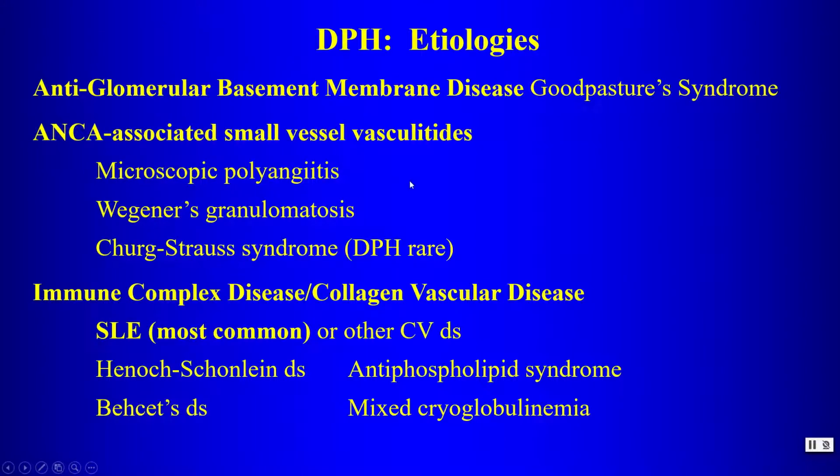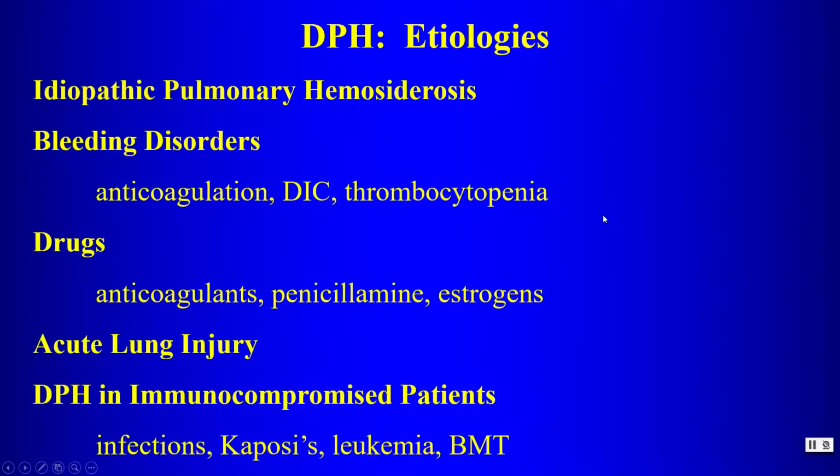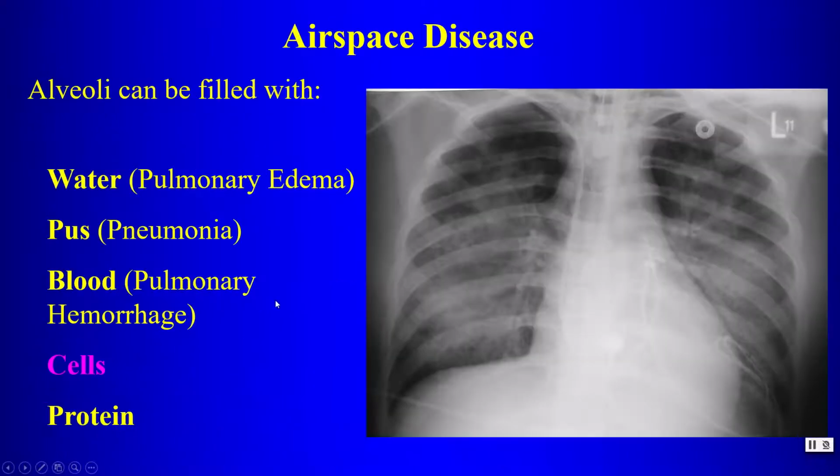So we've gone through some of these causes of diffuse pulmonary hemorrhage: Goodpasture syndrome, ANCA-associated small vessel vasculitides, microscopic polyangiitis, Wegener's granulomatosis. Diffuse pulmonary hemorrhage is pretty rare in Churg-Strauss, and in immune complex disease or collagen vascular diseases, the most common of those is SLE, which can result in diffuse pulmonary hemorrhage. Okay? And then we've covered some of these causes also that can cause pulmonary hemorrhage. So moving on, other causes of airspace disease.